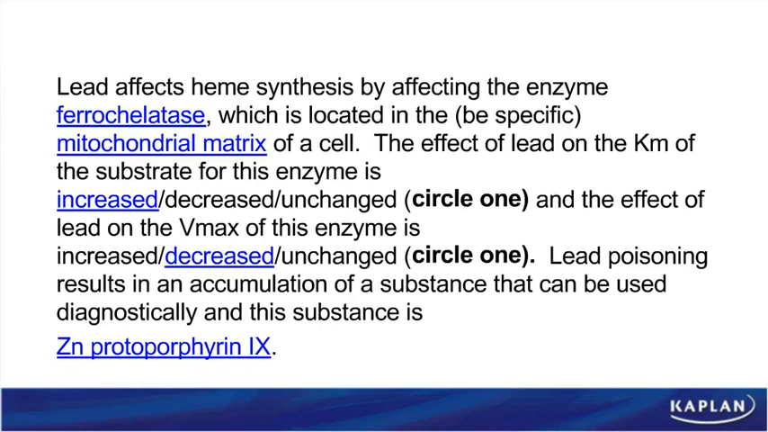Lead affects heme synthesis by affecting the enzyme ferrochelatase, which is located in the mitochondrial matrix of a cell. The effect of lead on the Km of the substrate for this enzyme is increased, and the effect of lead on the Vmax of this enzyme is decreased. Lead poisoning results in accumulation of a substance that can be used diagnostically, and this substance is zinc protoporphyrin 9.